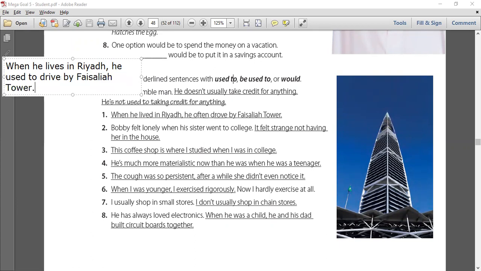Easy. You just have to see the tense of the sentence. Is it in the present? So you're going to say be used to. Is it in the past? So you're going to say used to or would. Here we can say also would. I can say when he lived, sorry, not lives. When he lived in Riyadh, he would drive by Al Faisaliya Tower. Okay, the same thing, whether it's used to or would.